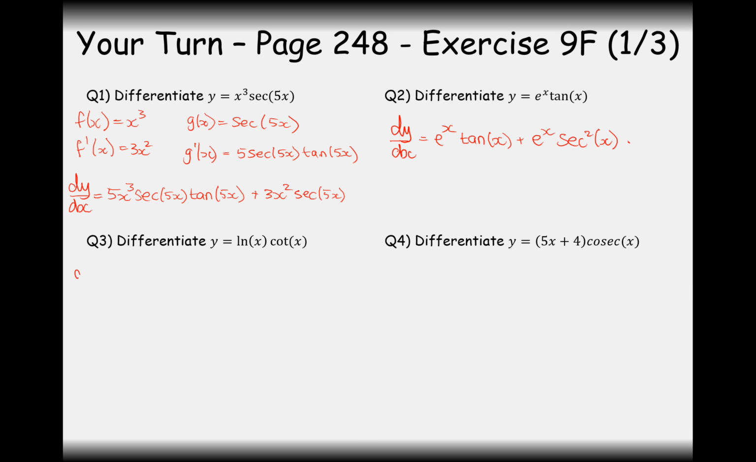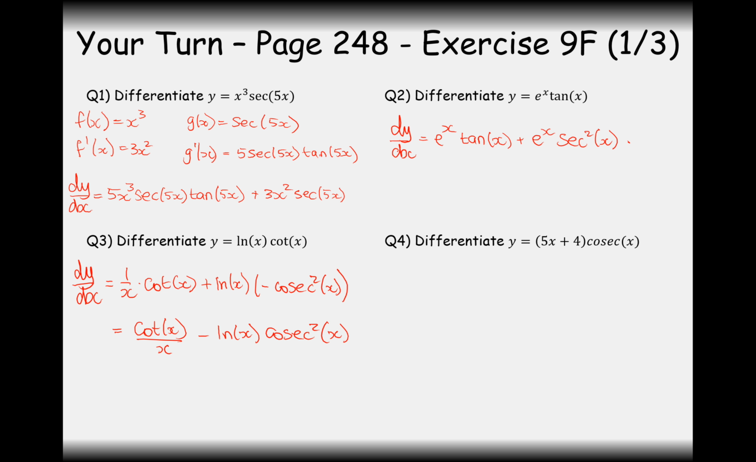The answer for the third one is going to be dy by dx, so we're going to differentiate the first function first, that's going to be 1 over x, and keep the second function the same. And then in the second part of the answer we're going to do it in reverse, so it's going to be plus ln x, and then the differential of cot is minus cosec squared. So in this case, when I simplify all of this together, I'm going to get cot x over x minus ln x cosec squared x. There we are, that's the answer to question 3.